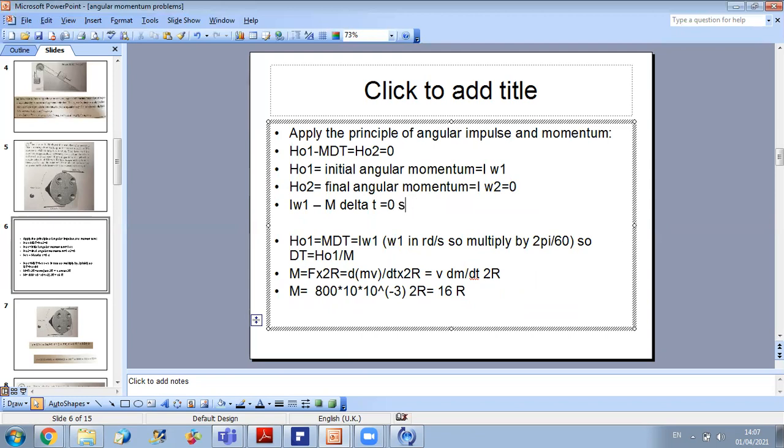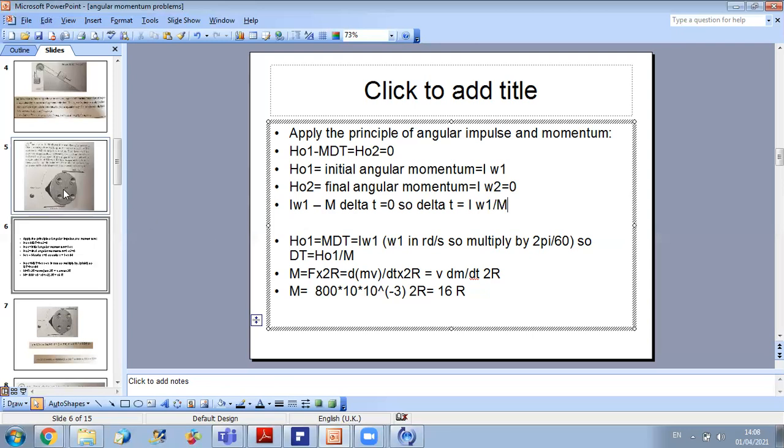Delta t equals inertia times omega 1 over the moment M. Then we need to find the moment. We got the inertia and omega 1, and we still need the value of the inertia? They gave it to us, it is all given. Now let's find the moment. Do you know how we found the moment? Can we go over it please? Yes.